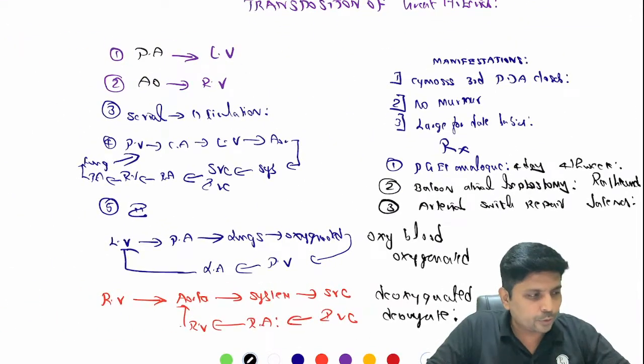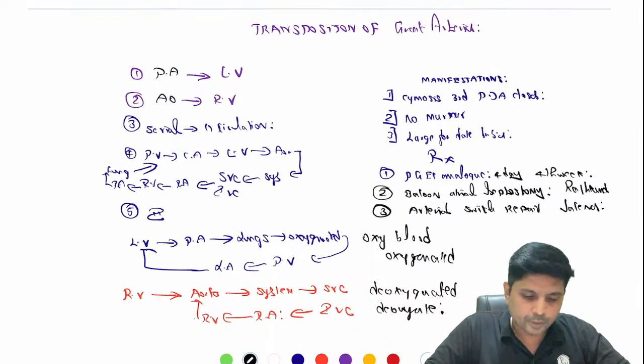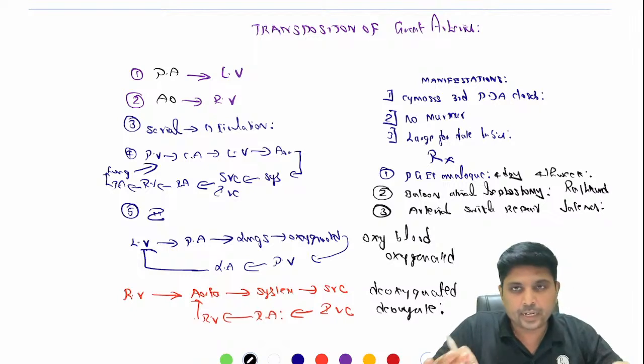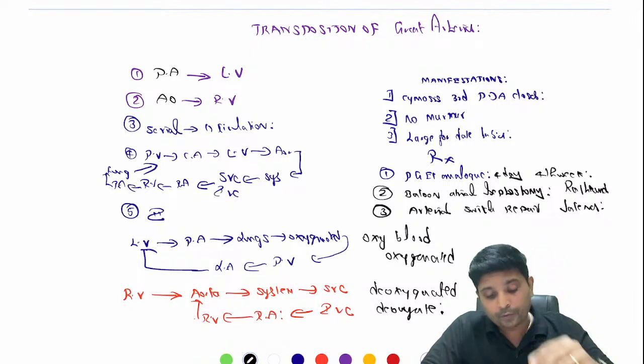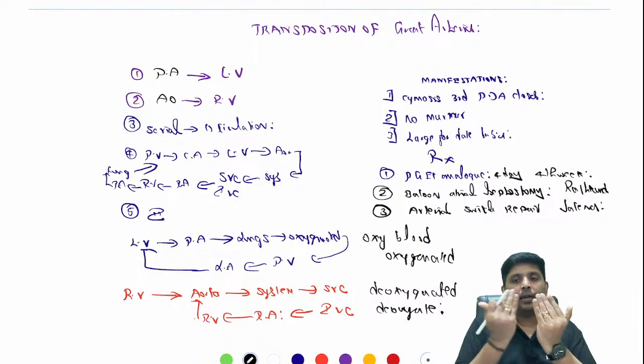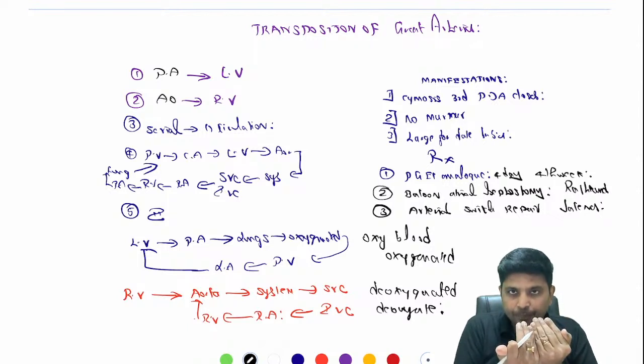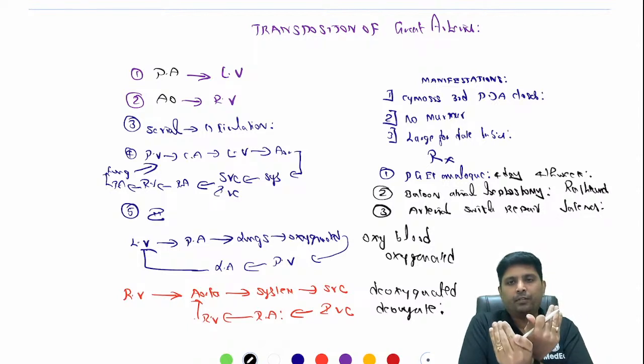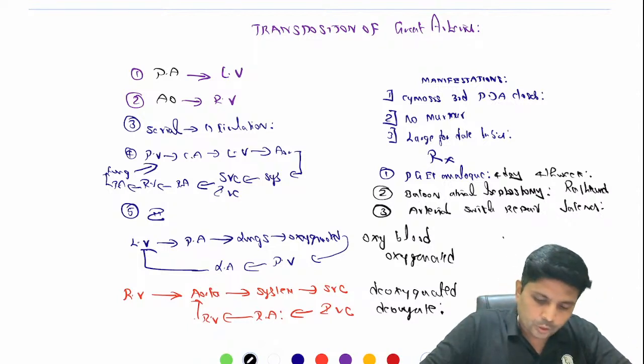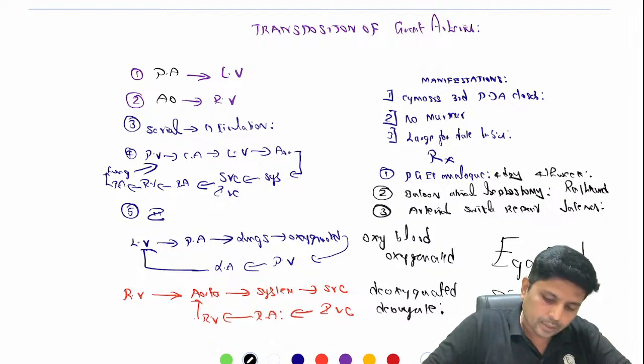So that's all you need to learn with respect to transposition of great arteries. Normally, aorta will be on the right and pulmonary artery on the left. Because of transposition of great arteries, one will be behind the other. So you will have an egg on side appearance due to narrow trunk.